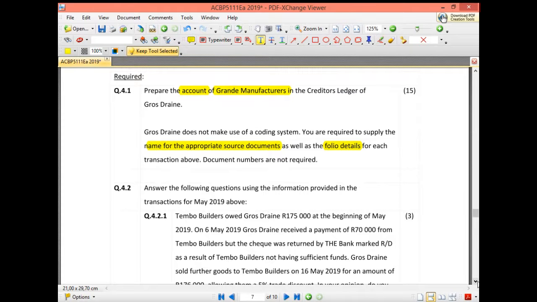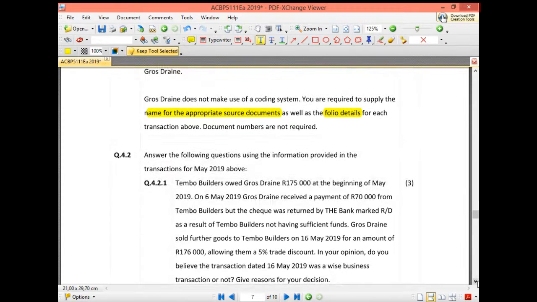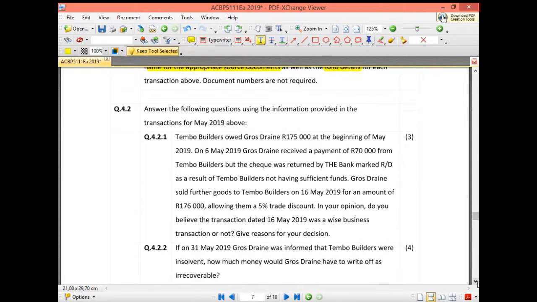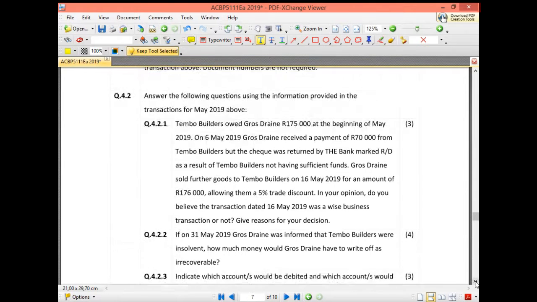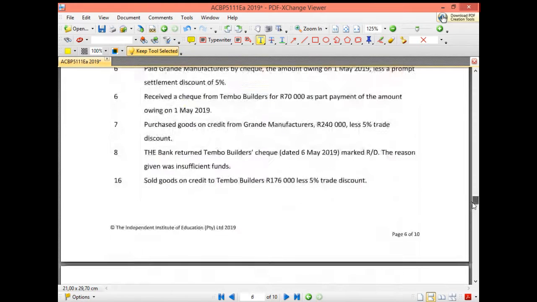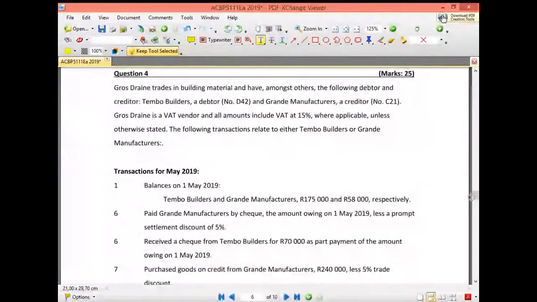Then question 4.2, they tell you answer the following questions using the information provided in the transactions. So those are sub questions that do not have anything to do with the information above, so we'll deal with them as we get there. So let's then go through the information that was provided.